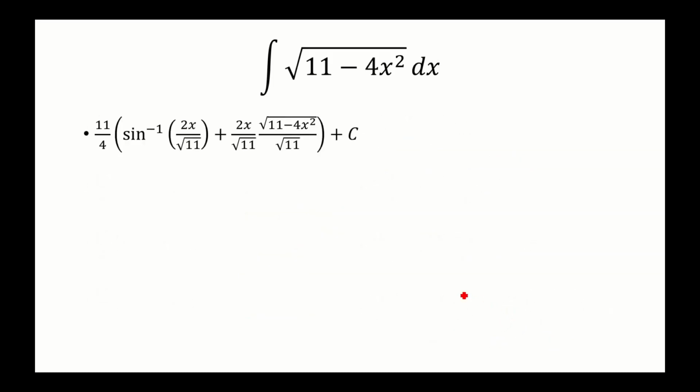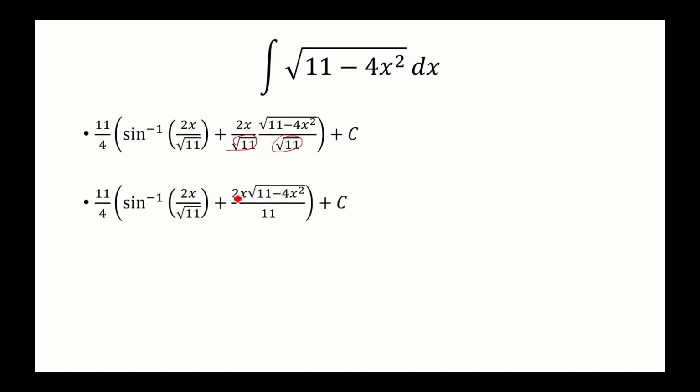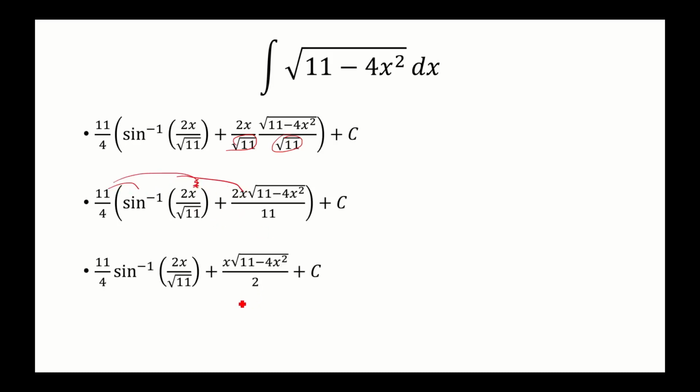The first thing is simplifying square root of 11 times square root of 11. That's just 11. So just bring this all under one fraction. And then finally, what we could do is just distribute the 11/4. And this is our final answer.